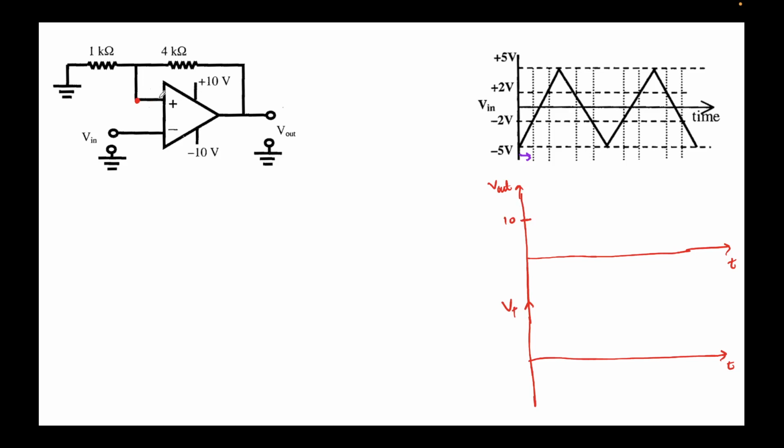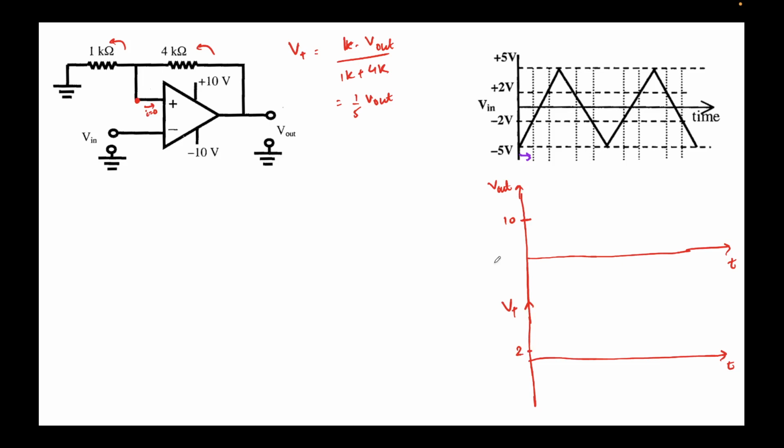Since this is an ideal amplifier, no current will flow in, so I equals 0 here. Whatever current is flowing here, the same current will flow over here, and you can clearly see this is a potential divider. So V plus will be 1k times V out over 1k plus 4k, which comes out to be 1 by 5 V out. So V plus will always follow V out by a factor of 5. If V out is 10, V plus would be simply 2 volts. So this is 2 volts.